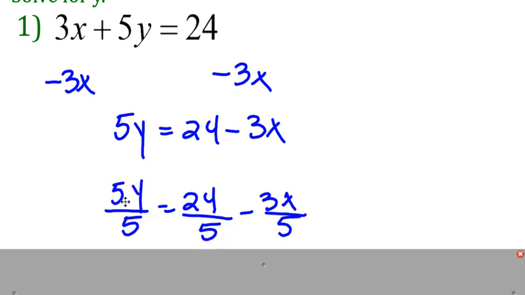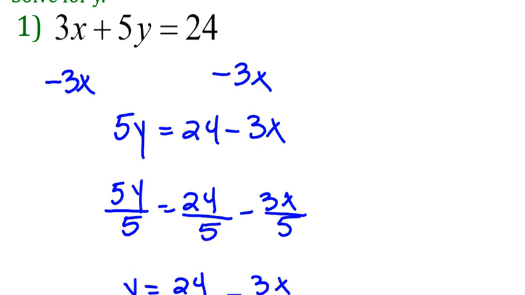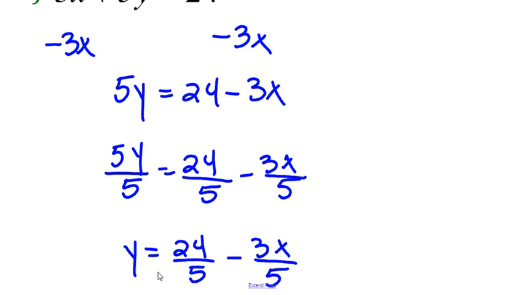Well, we know 5 divided by 5 is 1, so we'd have y. 24 fifths, 24 and 5 don't have any common factors to divide out, so I would just leave it as is. And then we have a negative 3 fifths. 3 and 5 have no common factors to divide out, so I would leave it as is. And so here we've isolated for y. So we know y equals 24 fifths minus 3 fifths x, or 3x over 5. It means the same thing. And we've accomplished the goal, right? So here's our solving for y.